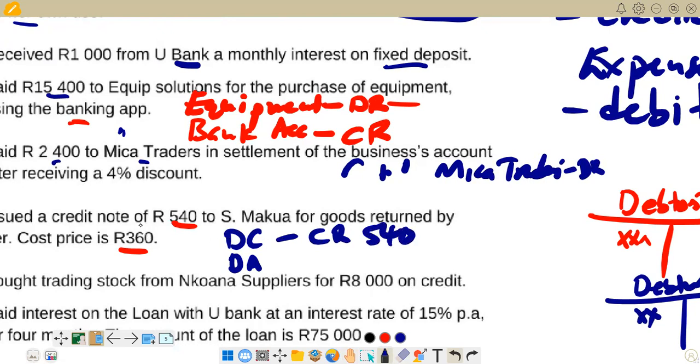Because when we sold them for 540, when we are reversing them, we reverse them with the figure that we sold them with. Then this one we are debiting it with 540 also. But we also have the issue of 360 here.